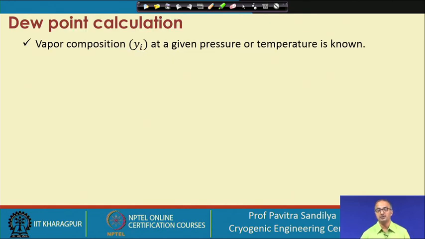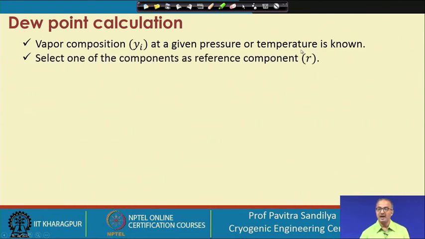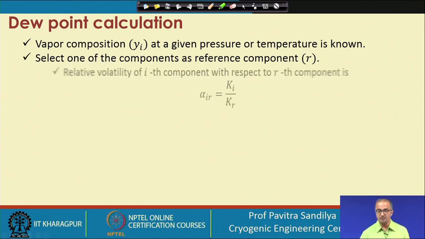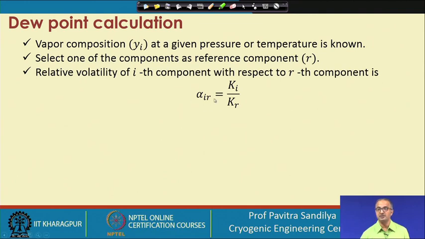Now we come to the dew point calculation. In this case we know that this is the temperature at a given pressure when the vapor will form the first liquid drop. So that means we are given the vapor composition yi at a given pressure or temperature. As we did earlier, here also we select one of the components as the reference component, and we define the relative volatility of all the components with respect to the reference component. Here there is a slight modification in the equations, that Ki equal to alpha_iR Kr.